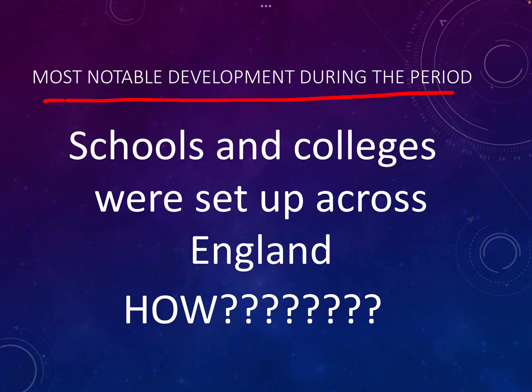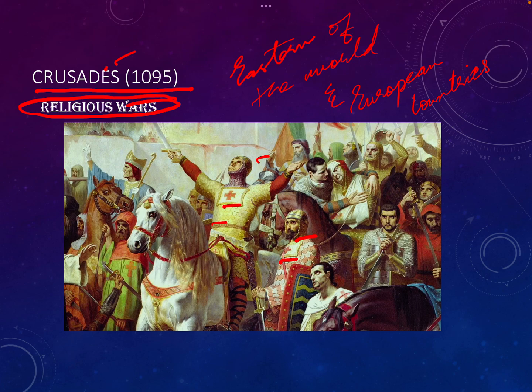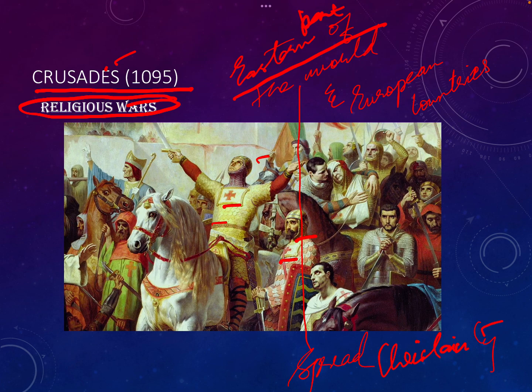So these crusaders were sent to different parts of the world, especially to the eastern part of the world, right? And to do what? To spread Christianity. Pope ने बोला जाके सबको Christian बना दो Eastern countries में. And what happened? As a result, many Greek and Roman texts became available to be read by these European countries.